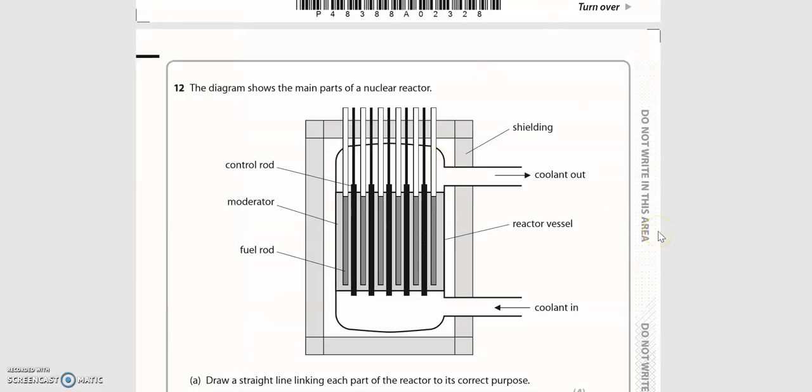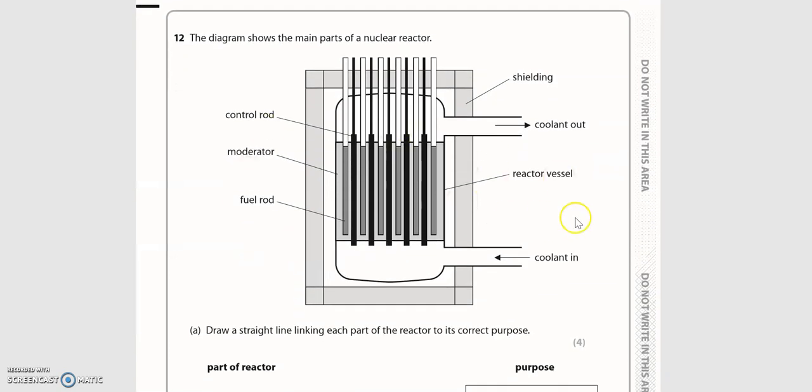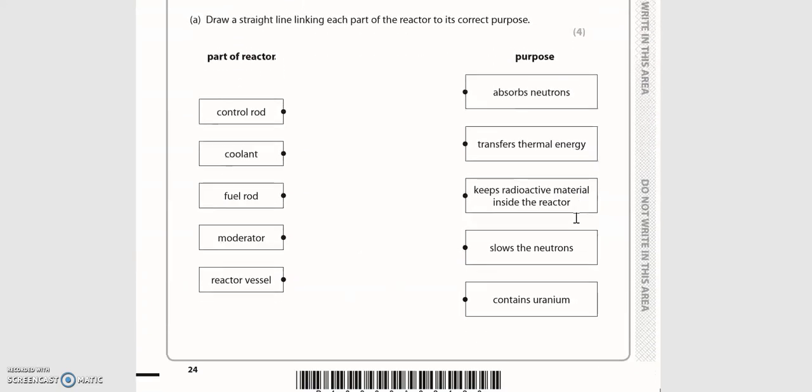Okay, so this question is about a nuclear reactor, and it's quite a standard type of question. You've got a diagram showing you the main parts, and the first question is to link the different parts of the reactor with the purpose of it. So going from the top, the control rod is there to control the number of neutrons, and it does that by absorbing any excess neutrons. So we link that with the top one.